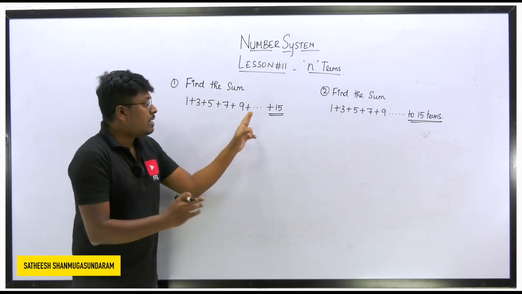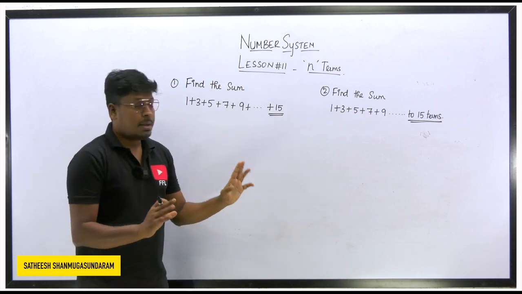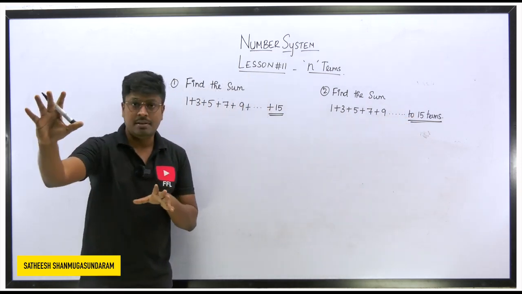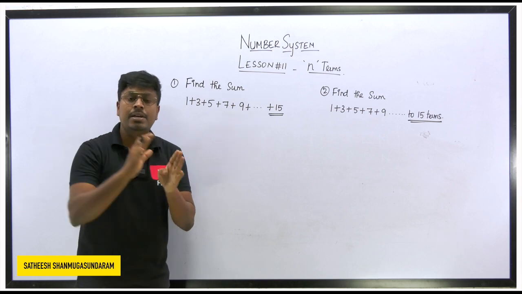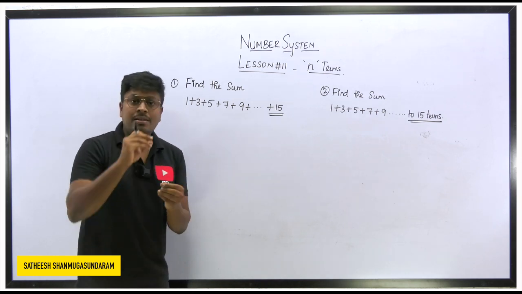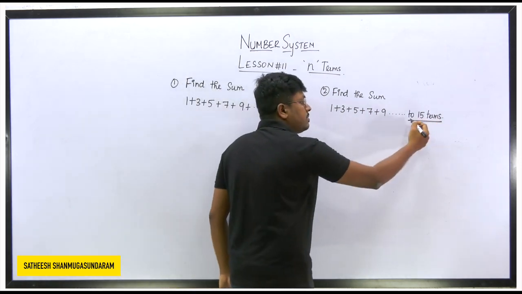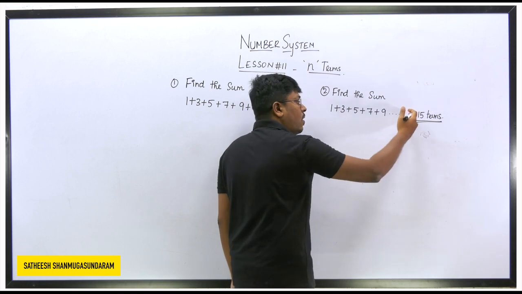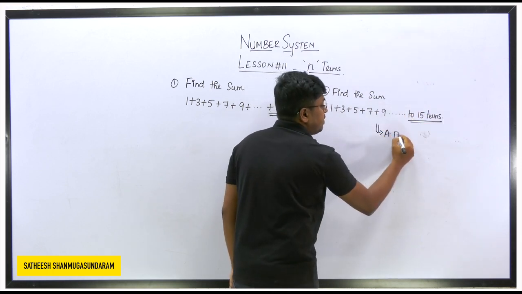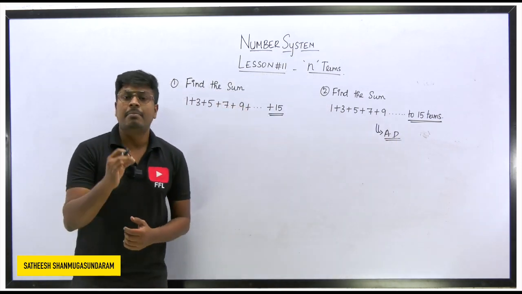Remember one thing, it is till 15. Got it? It is till the number 15. But here it is not till the number 15, it is up to 15 terms. Got it? Up to 15 terms we need to find the sum of the series. So if there is a word called 15 terms, or 20 terms or 30 terms or 200 terms, you need to solve this question by the AP formula, that is the arithmetic progression formula, sum of n terms.